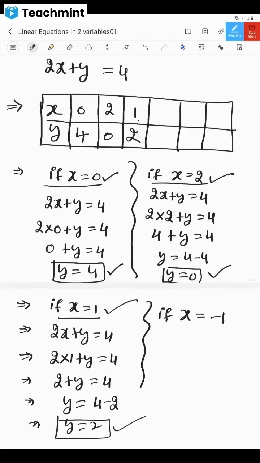Yes, sir. Okay. Then after that, x equal to -1. So how are you going to go about this? Just go as per the normal calculations, how they are. Just do them.